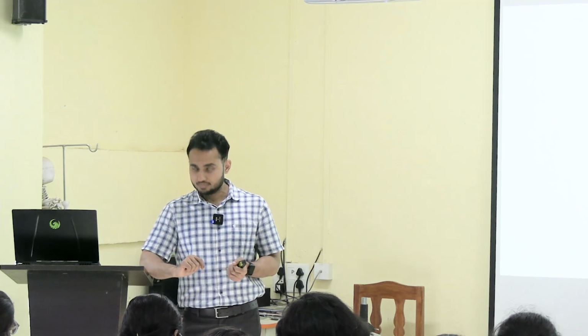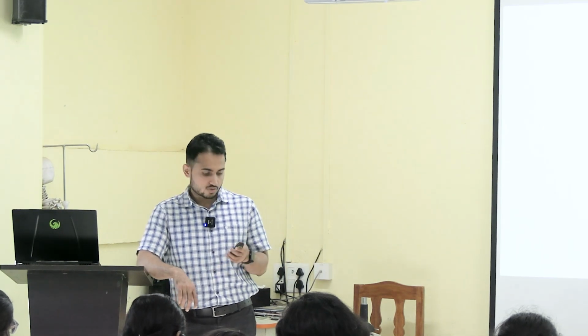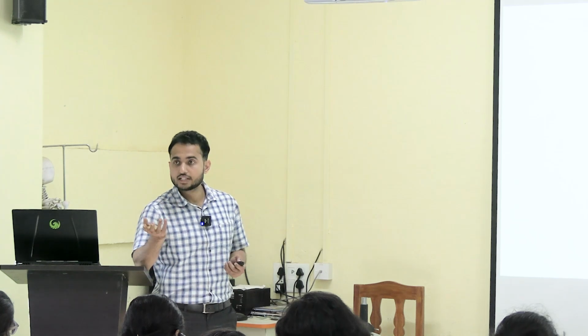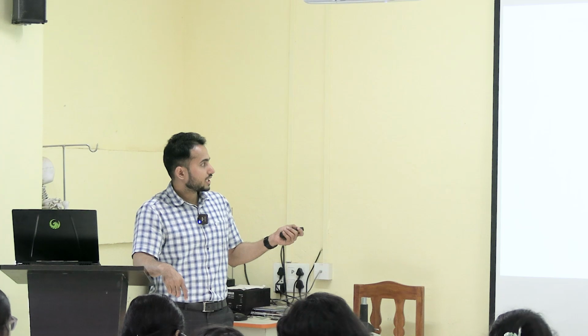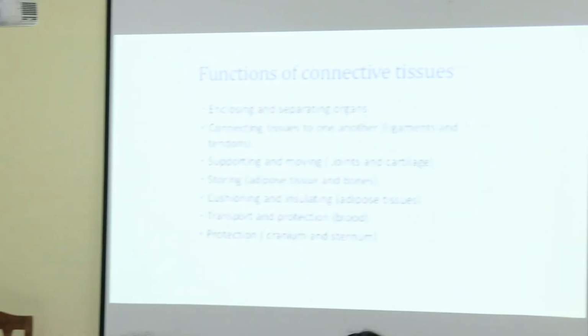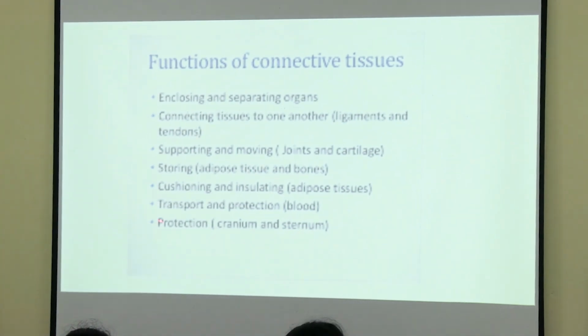Patients start suffering from pain whenever they are doing certain movements. So that's why this cartilage is also a connective tissue. So that's why supporting and moving. Then storing adipose tissue. Adipose tissue is to store fat. That is also an important function. Then cushioning and insulating, again adipose tissue. Transport, protection by the blood and protection by the cranium and sternum.